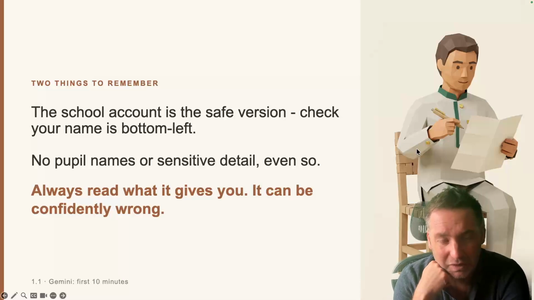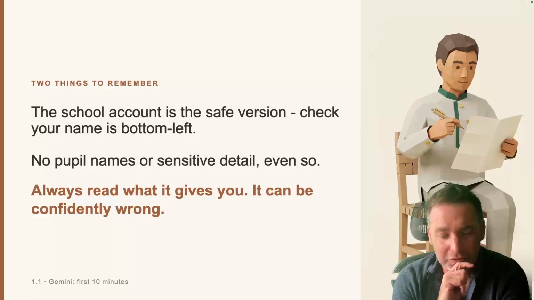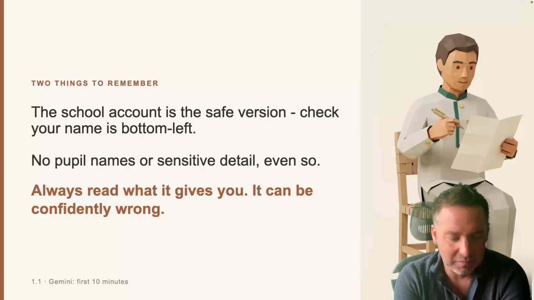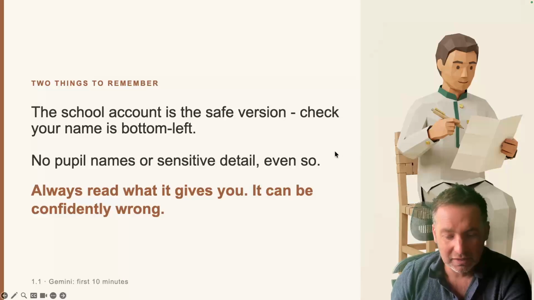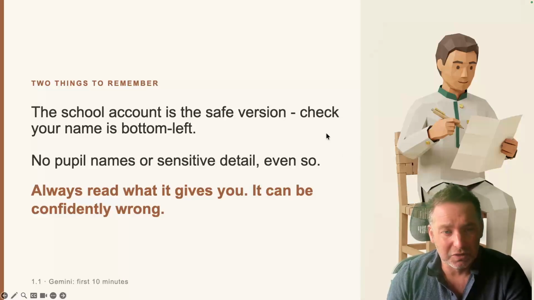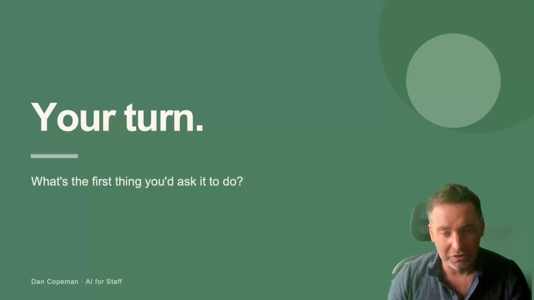And like I've mentioned before, and I'll keep banging on this drum, but your school account is the safe version. So check your name in the bottom left hand corner on Gemini, and be careful what data you put in. And like I said before, make sure you read the output. It's probably good and it's probably correct, but you've got to read it because once you use it, it's your responsibility then.